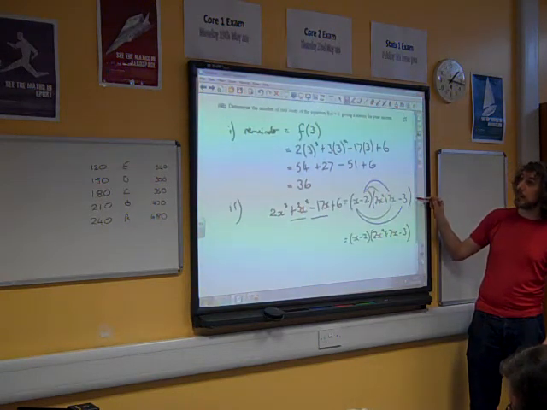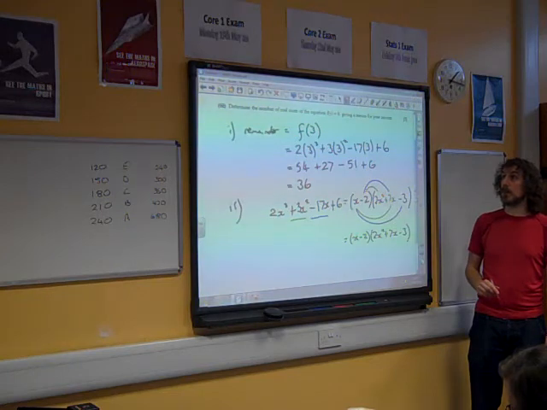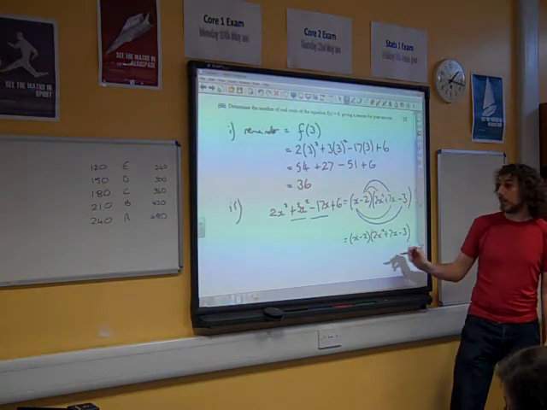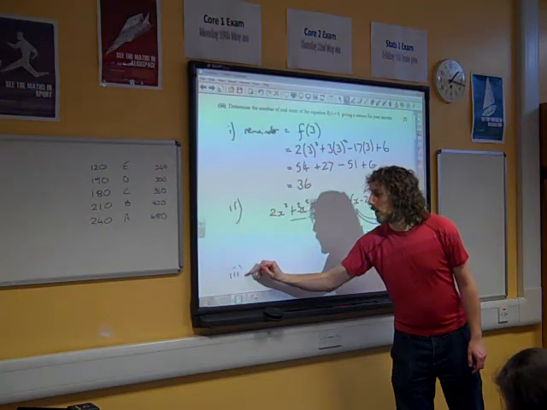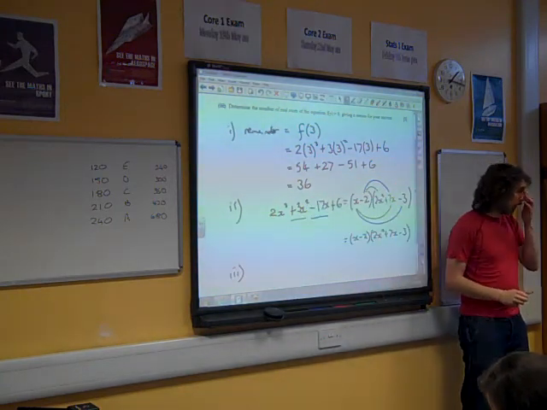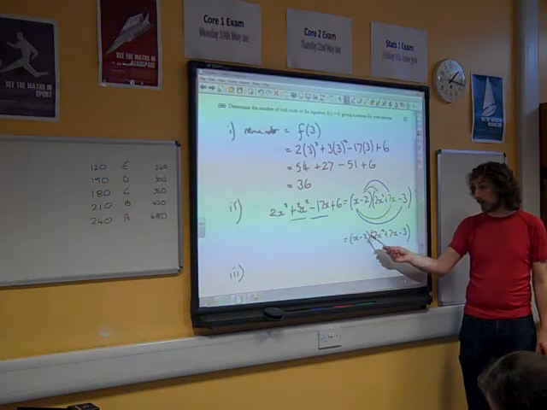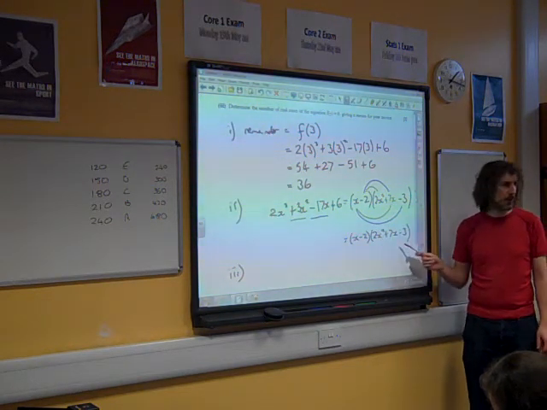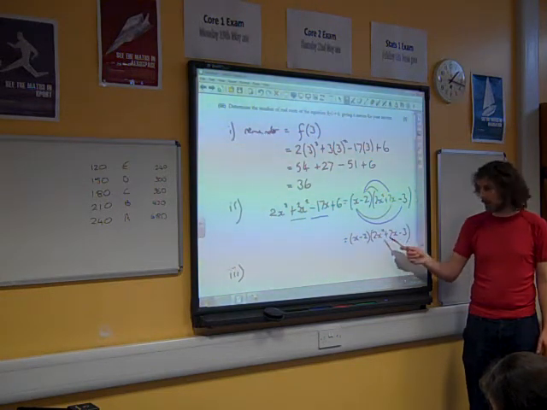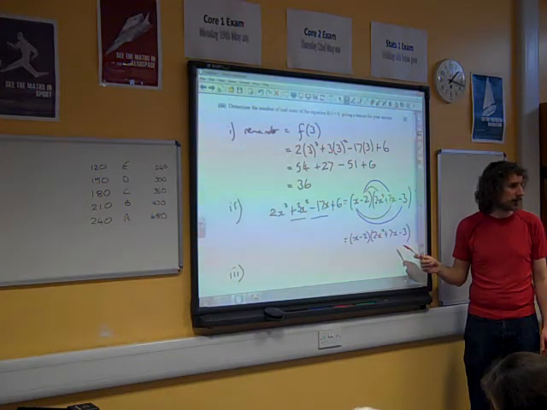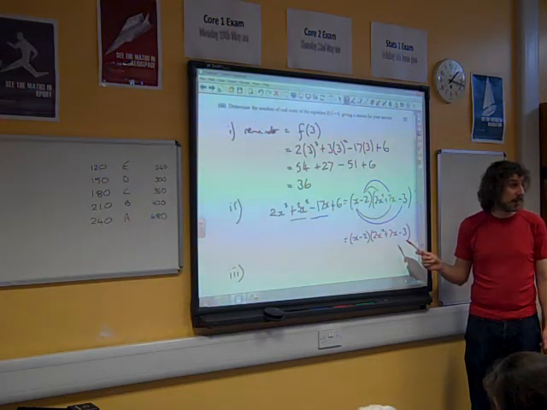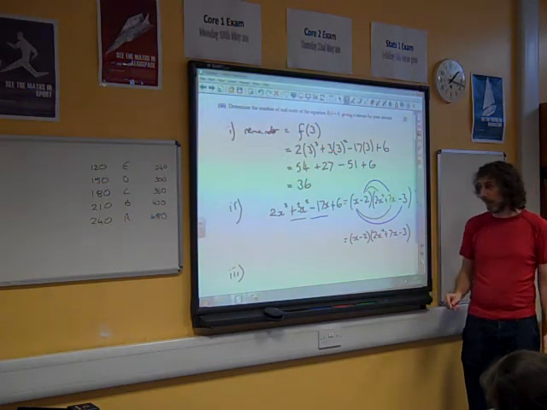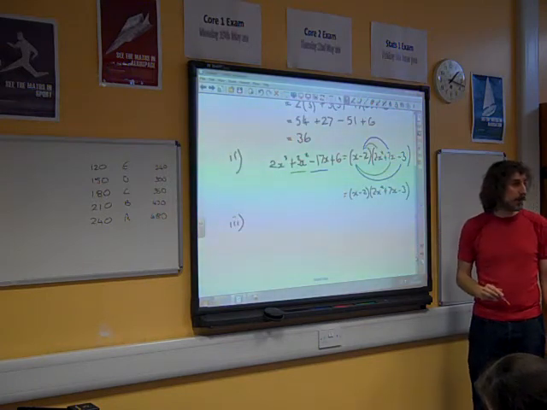Part 3 said determine the number of real roots of the equation, giving a reason for your answer. Okay. Well, let's think about what we've got. We have one real root for certain. x equals 2 is a real root. How many real roots does that have? Well, what's the way of telling how many roots a quadratic factor has? Begins with D. Ends with ant. The discriminant, yes, that would be it. We just need to do the discriminant.